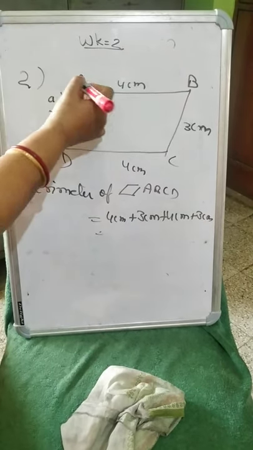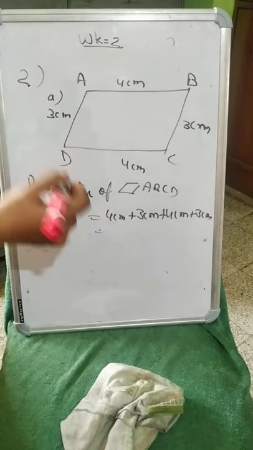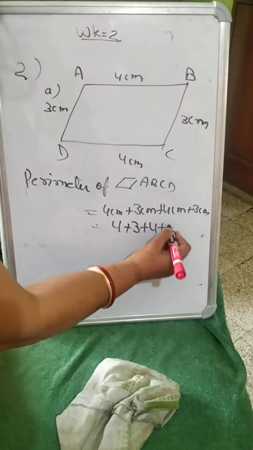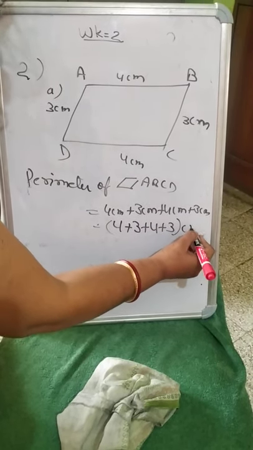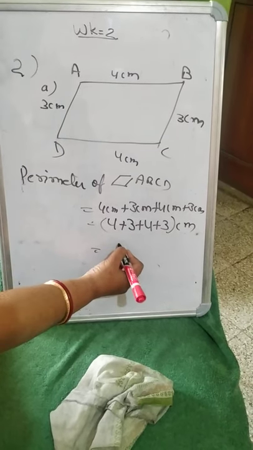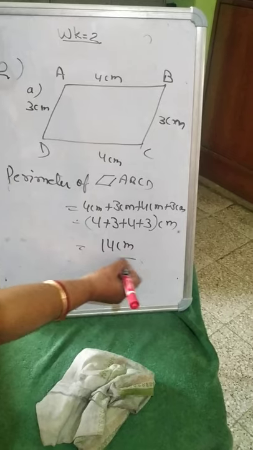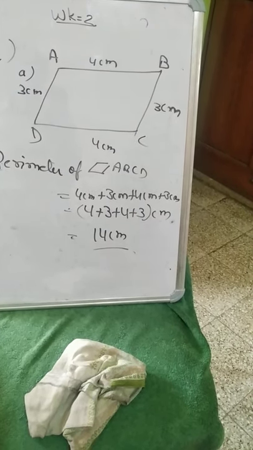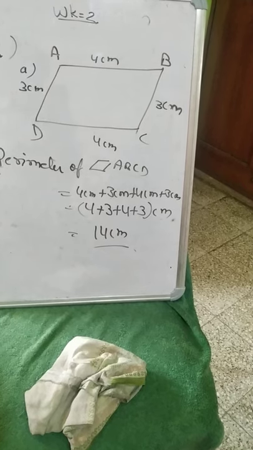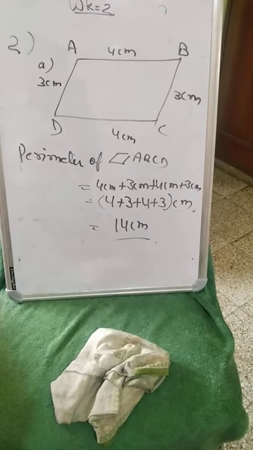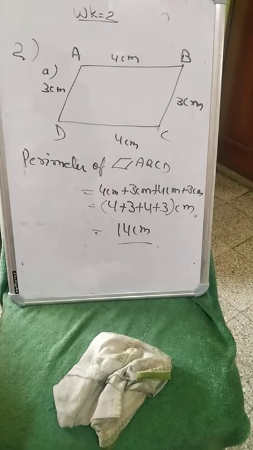So here you have to add the lengths of these line segments. 4 plus 3 plus 4 plus 3. Now put the centimeter sign. 4 plus 4 is 8, 8 plus 6 is 14. So the perimeter of this figure is 14 centimeters. Similarly you have to do question number 2.